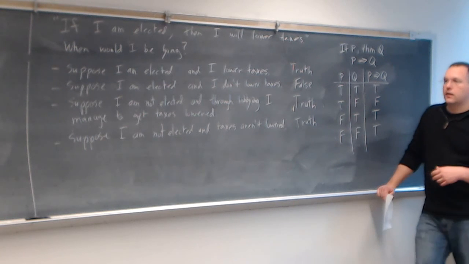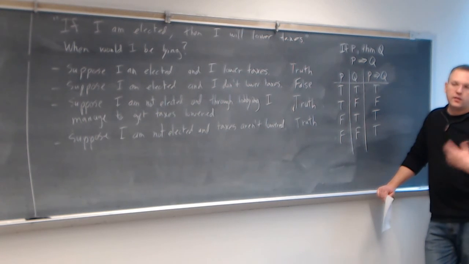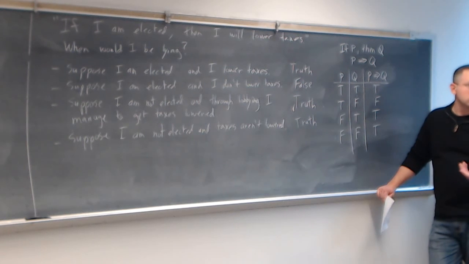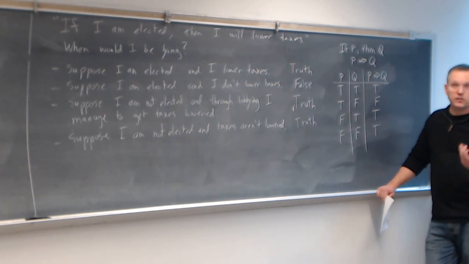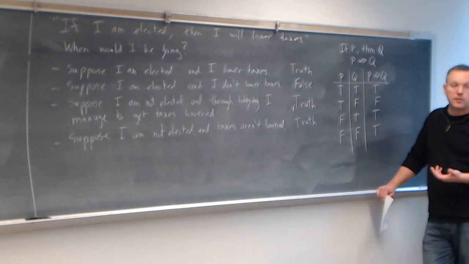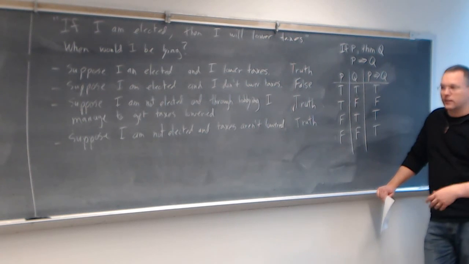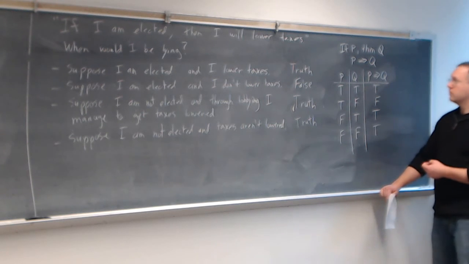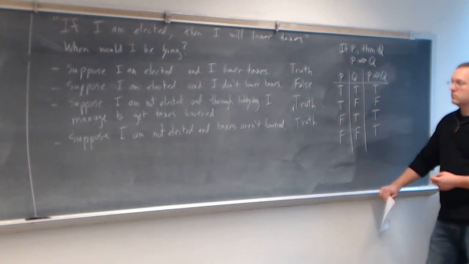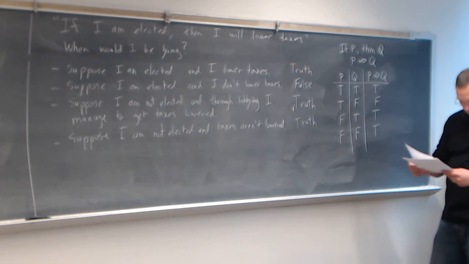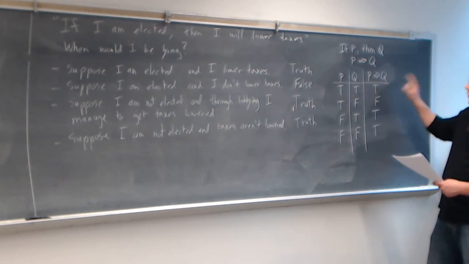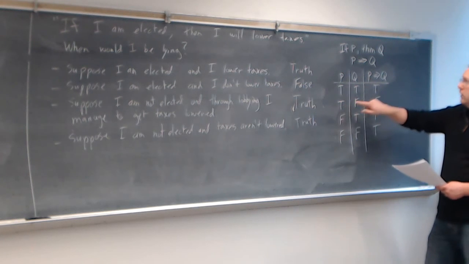If I said, if the sky is green, then I am the king of France, that's a true statement. That's a true statement because the sky is not green, so it doesn't matter what the conclusion is in the second sentence. Okay. All right. So the only case when P implies Q is false is when P is true and Q is false.